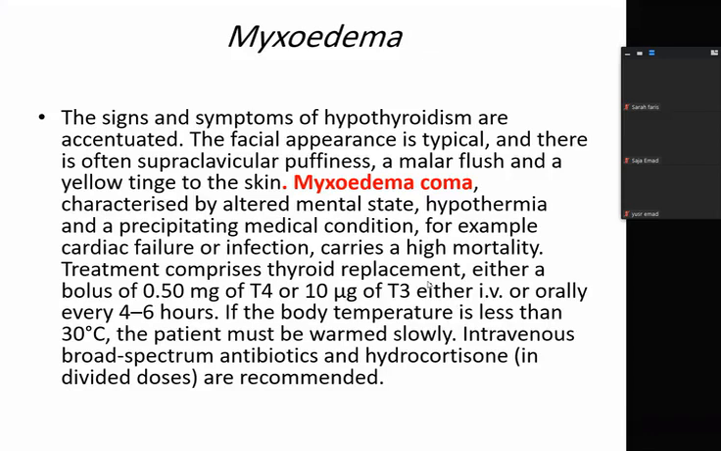Okay? When there is a comatose patient, one of the differential diagnoses is hypothyroid coma, myxedema coma. This is an emergency. Patients are usually cold, lethargic. If they have a medical condition such as infection or cardiac disease, they will be exacerbated. Okay? It needs urgent IV replacement every 6 hours with a high bolus dose of thyroxine.